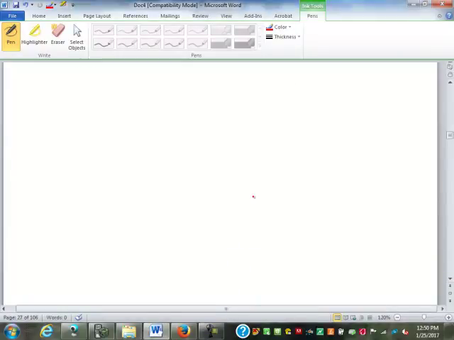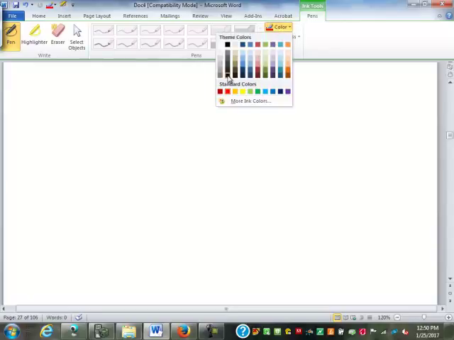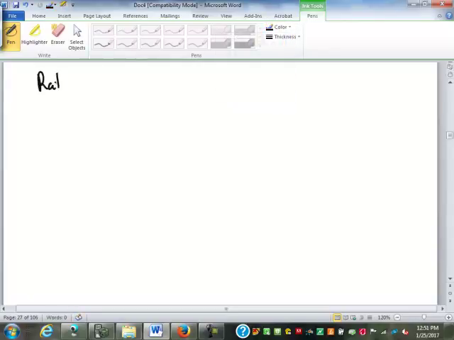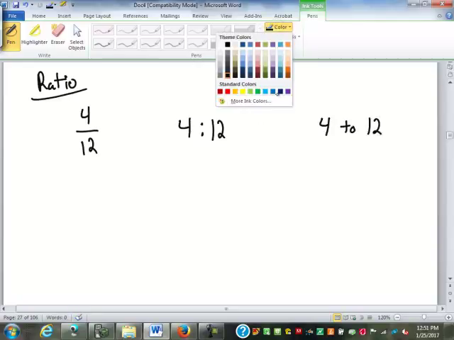So, our next step is to talk about ratios. A ratio is a comparison between two numbers. So we might have number of students in this class compared to number of students in my next class. There's 4 in here, and there's 12 in my next class. Now I could write it as a fraction, 4 over 12. I could write it with a colon, 4 to 12, like this. Or I could write it as 4 to 12 with the word 'to' in there.